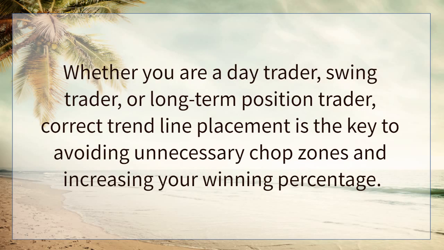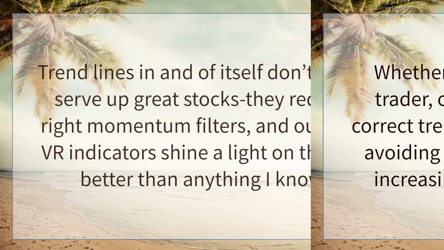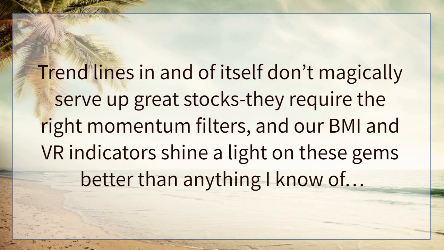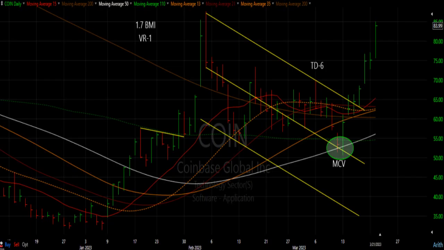Whether you are a day trader, swing trader, or a long-term position trader, correct trend line placement is the key to avoiding unnecessary chop zones and increasing your winning percentage. Trend lines in and of themselves don't magically serve up great stocks. They require the right momentum filters, and our BMI and VR indicators shine a light on these gems better than anything I know of. Take for example Coin in March of 2023. The BMI and vector reading on this stock was off the charts.